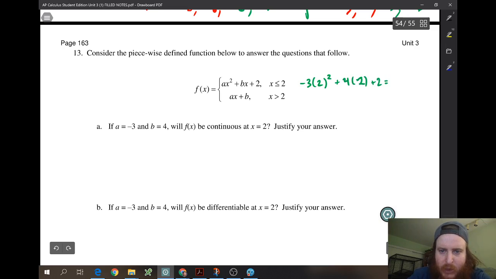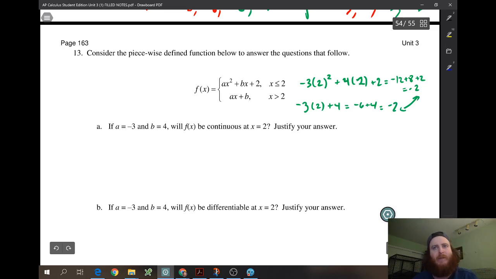That's negative 3 times 4 is negative 12 plus 8 plus 2 is negative 2. Then in the bottom, negative 3 times 2 plus 4, we're going to get negative 6 plus 4. We're going to get negative 2. These are the same. It's going to be continuous. But we have to actually write out the 3 rules, which kind of sucks. So let's write out our 3 rules.